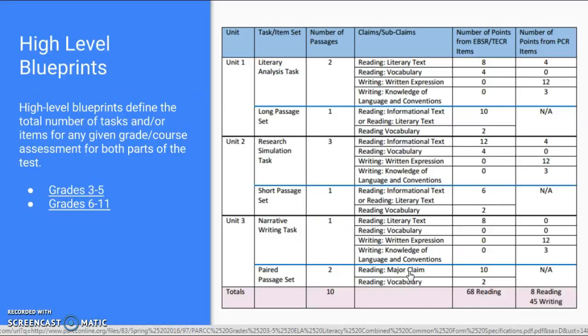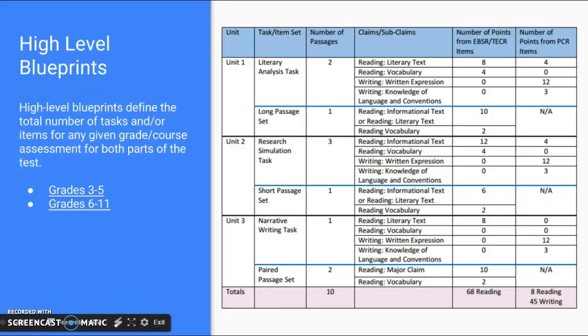This high-level blueprint provides a nice bird's-eye view of the assessment, how many points can be earned on each unit, and for what subclaim those points can be earned. The points that students earn in each of these areas will determine students' raw scores on the assessment. Because there are various test forms for each unit, and each form has slight differences in difficulty, the raw score is converted into a scale score, which allows for accurate comparison across test forms and administration years. We will learn more about the scale scores in a later webinar.